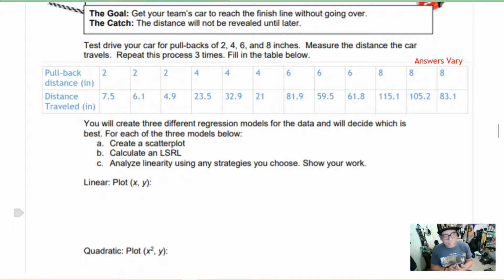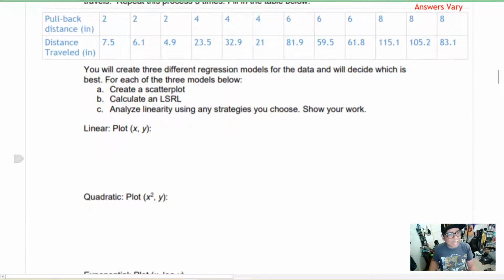So the idea is this. Because we have our data now, we're going to use that data, and we're going to create 3 regression models. Now, I know what you might be thinking here, like 1 regression model is bad enough. Why do I need to do 3? Well, I think you're going to see why. We're going to create a scatter plot, and then we're going to calculate the LSRL, and then we're going to analyze linearity using any strategies. We're going to show our work.